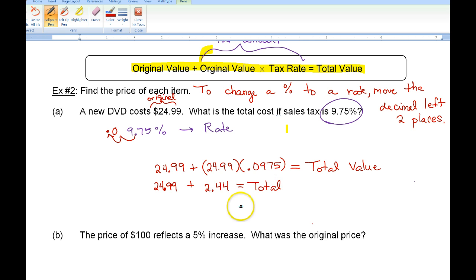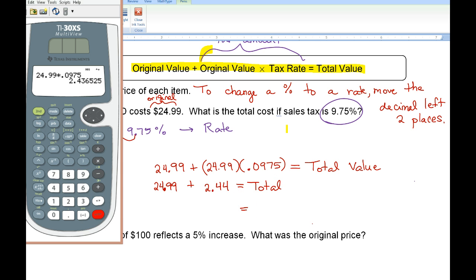So now add those two together. So I have $24.99 plus $2.44. Oops, I forgot my 9. 27.43.